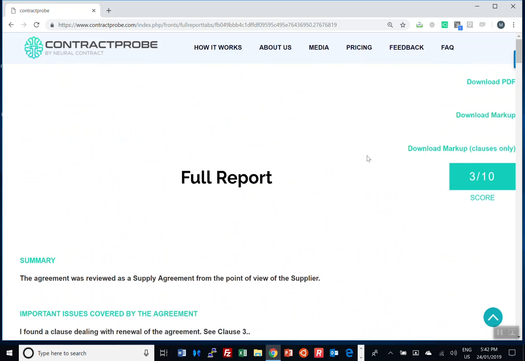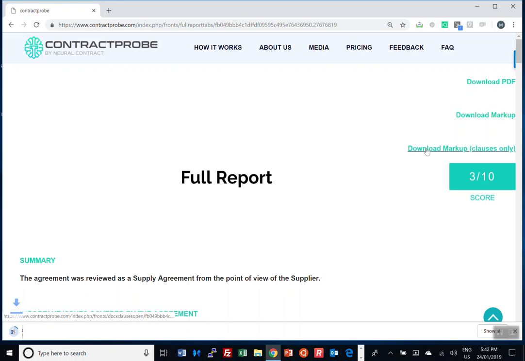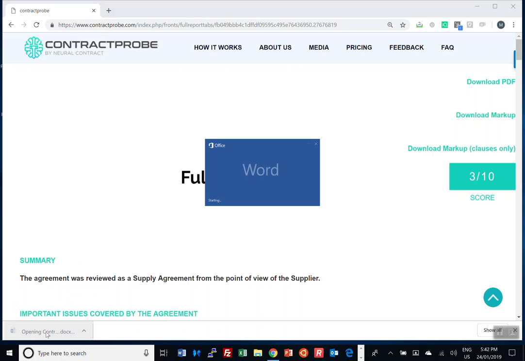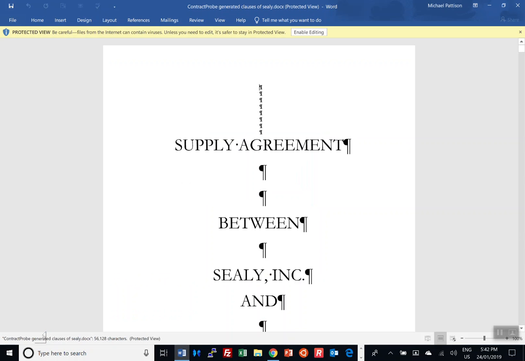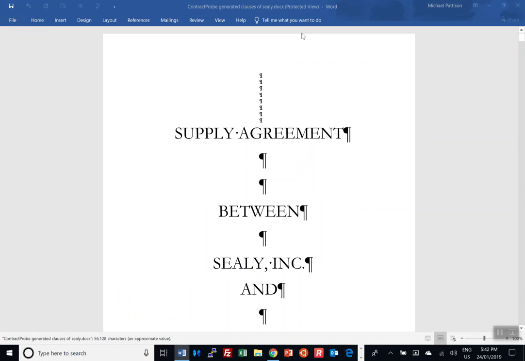In this case, let's assume that the user only wants to see the draft clauses which have been included in the markup as a result of the ContractProbe analysis. So the clauses have now been inserted into the contract. The contract is now downloaded to the user's computer.